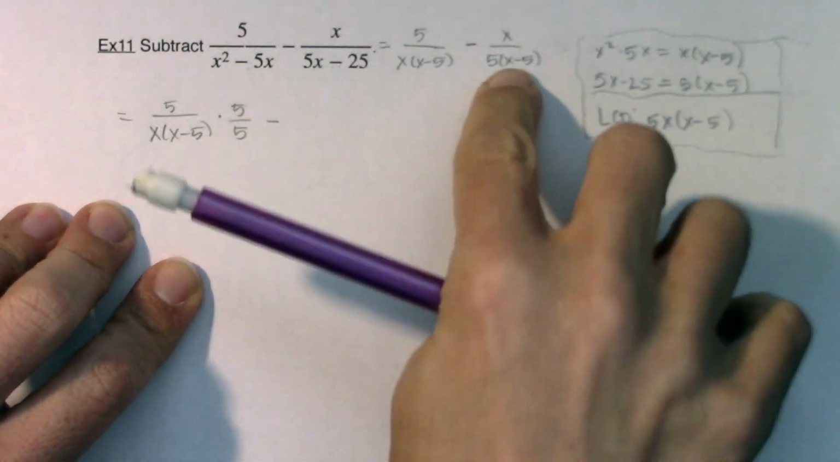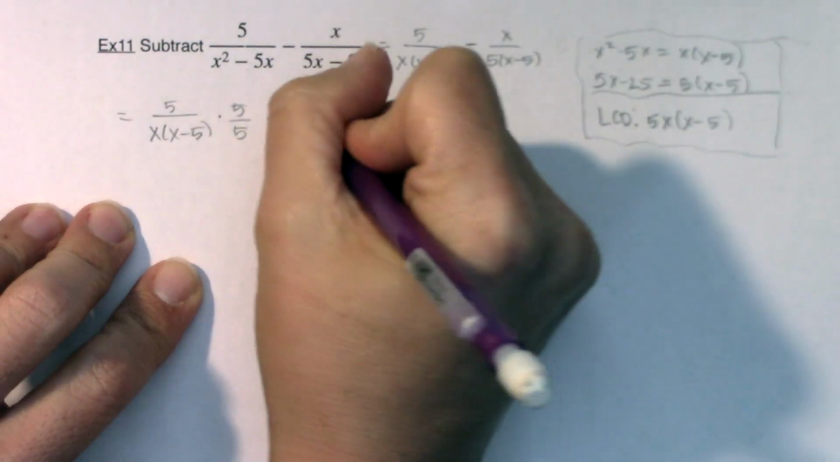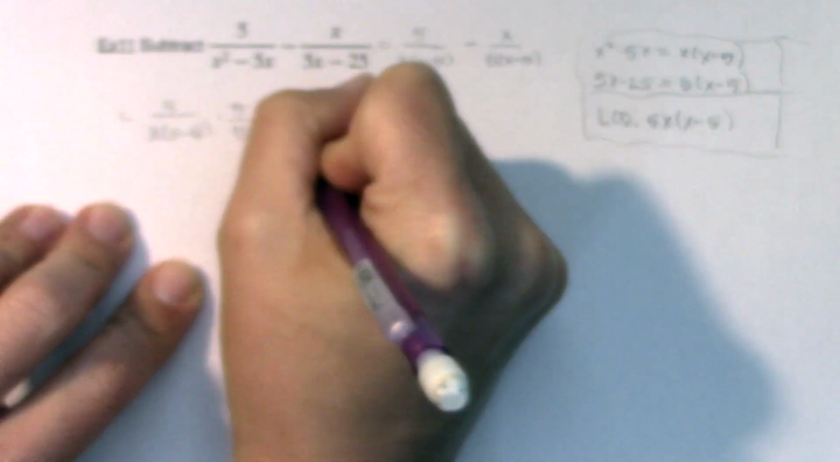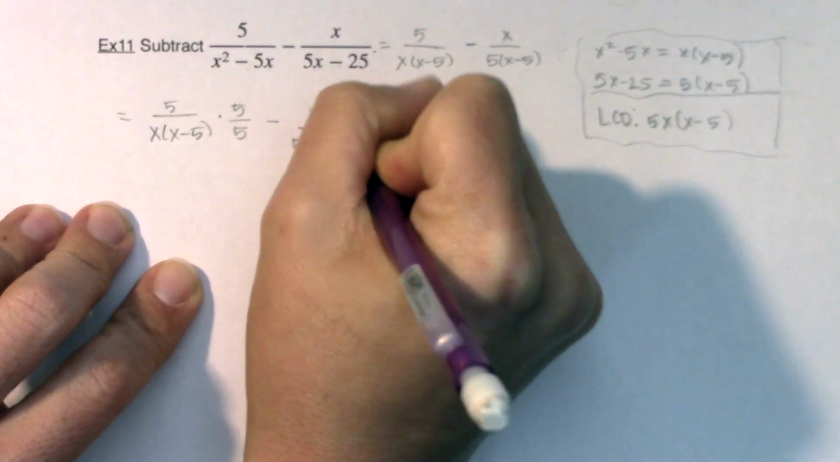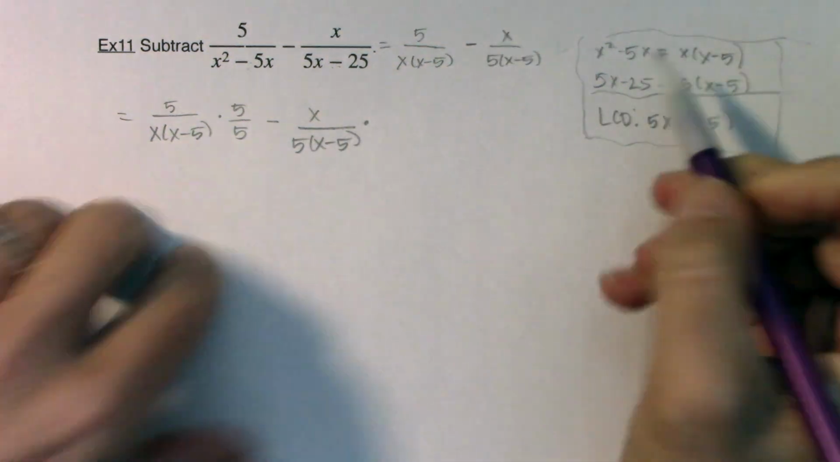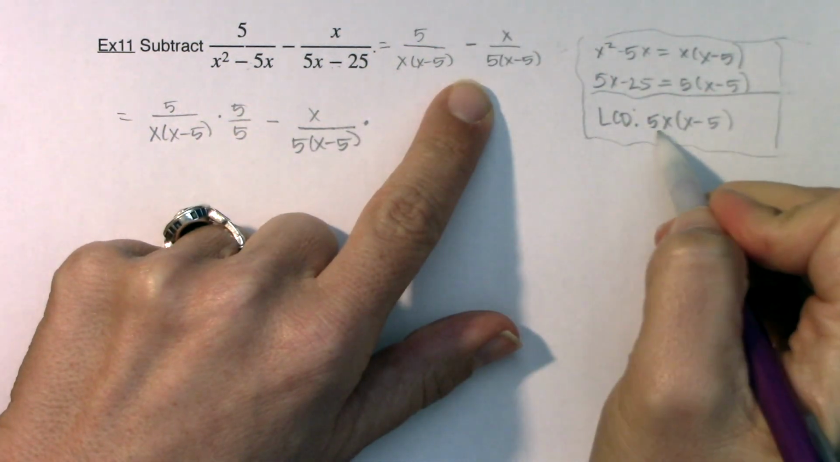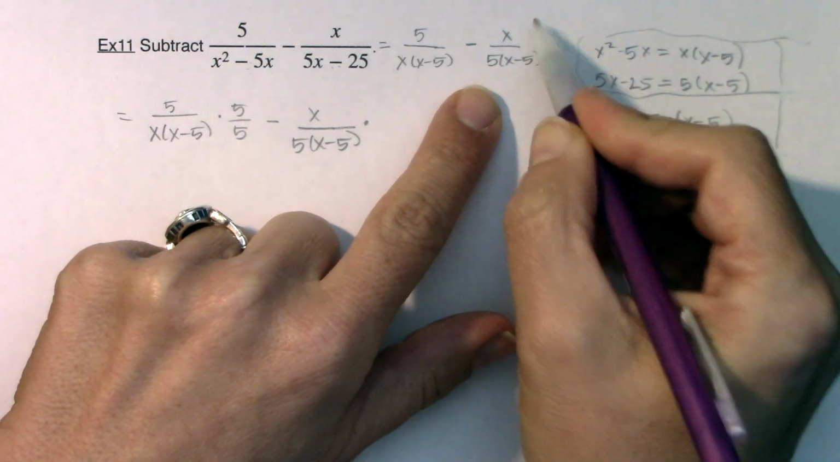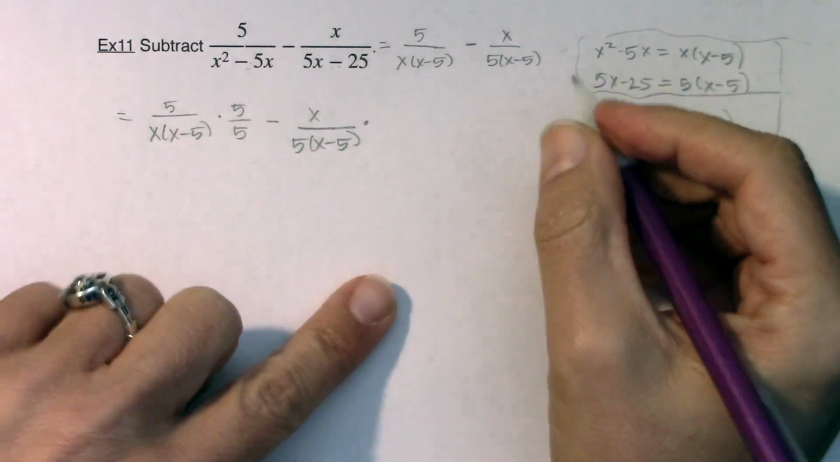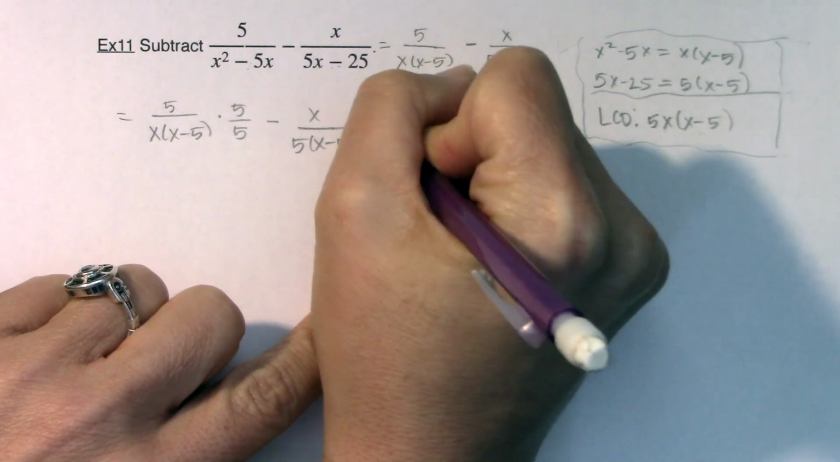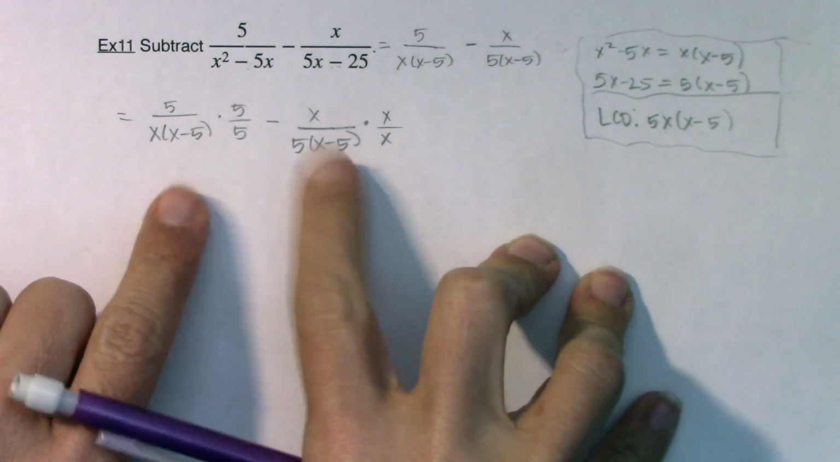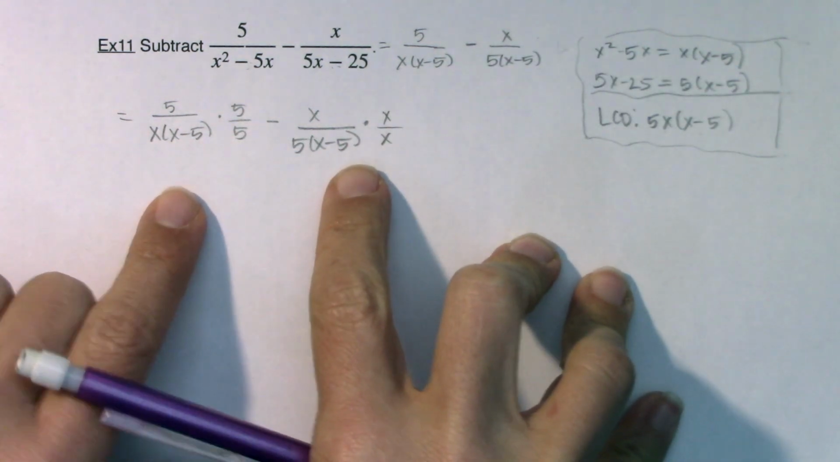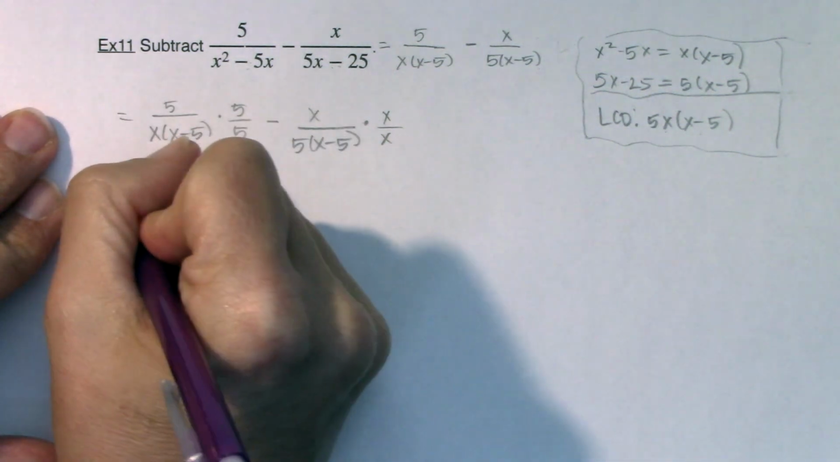All right, let me take a look at my second fraction. What do we have? x over 5 times x minus 5. From 5 times x minus 5 to my LCD of 5x times x minus 5, I'm missing the x. So I'm going to multiply this fraction by x over x. And when I do that, I essentially have common denominators now. So let's just clean this up a little bit.